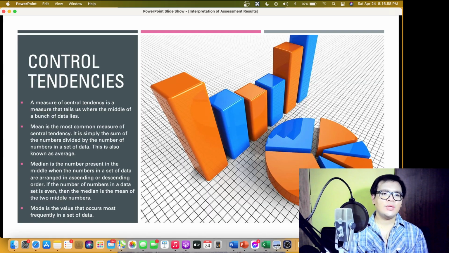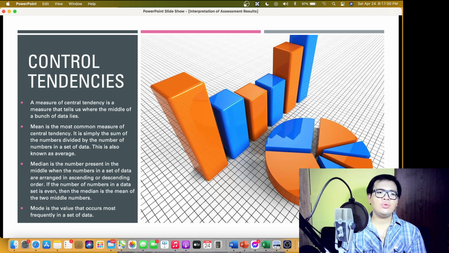We also have central tendencies. This is the measure of central tendency which tells us where the middle of the bunch of data lies. It's the most common measure of central tendency, and it is simply the sum of the numbers divided by the number of items in the set of data. This is also known as the average.